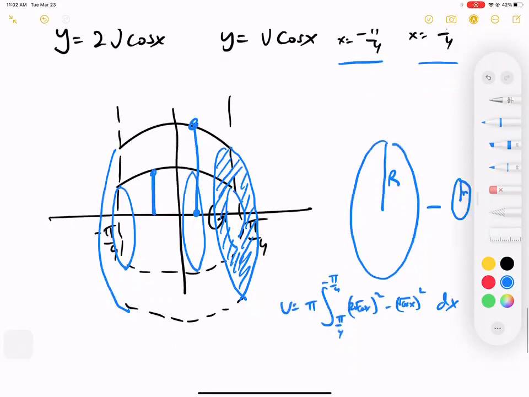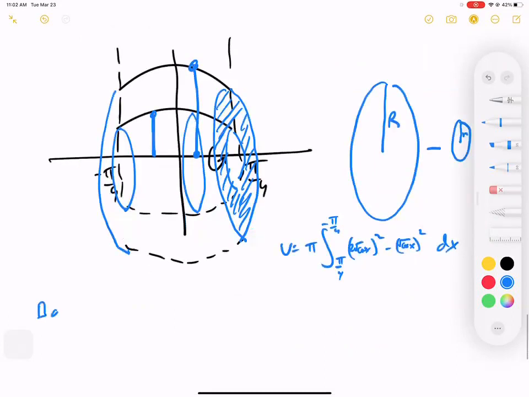Now please don't write this. This is bad voodoo, okay? If you write 2 square root of cosine of x minus square root of cosine of x, squared, if you write that as your volume equation, that is not it. When you write this, you're saying upper minus lower, whatever's left over, spin that.